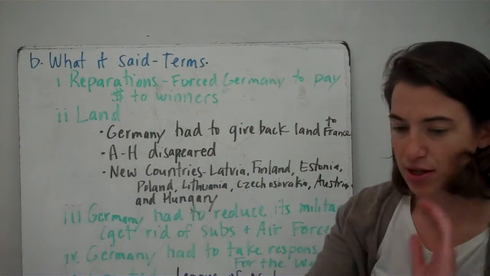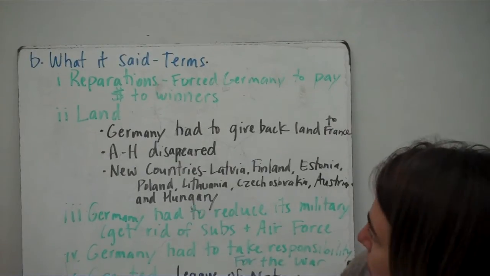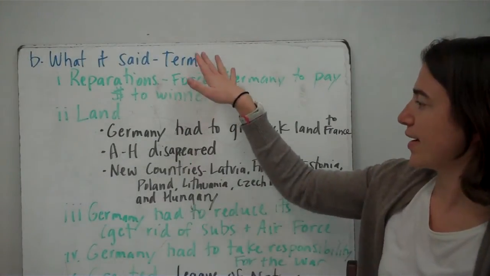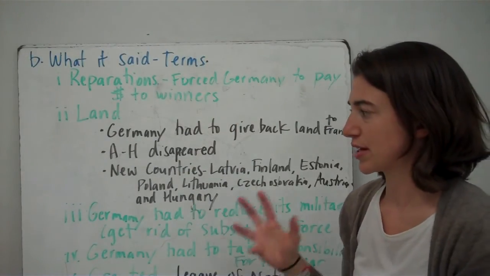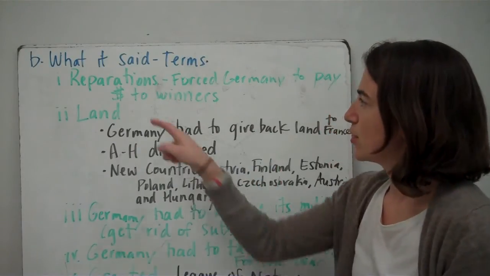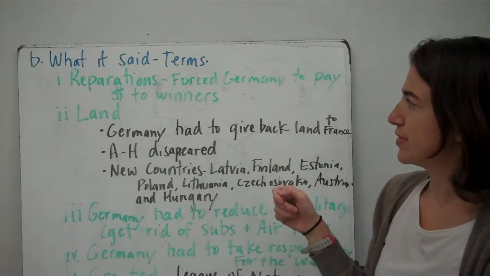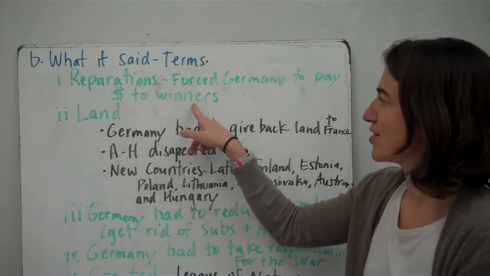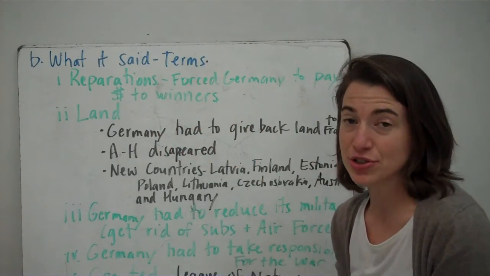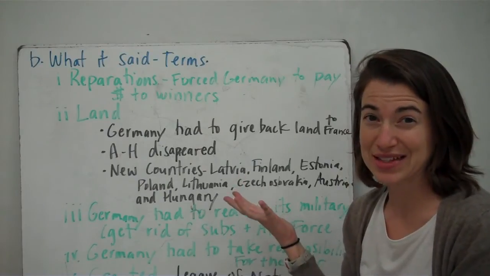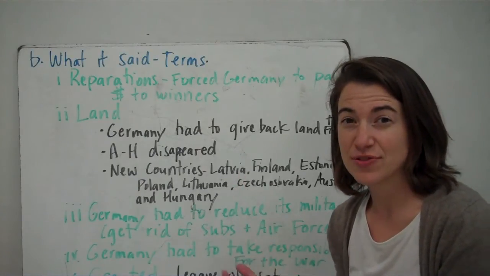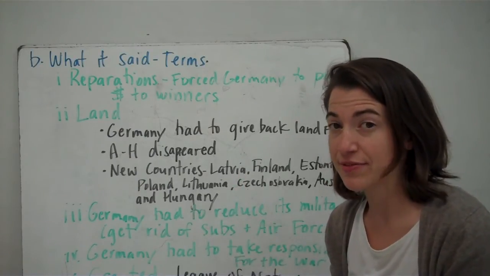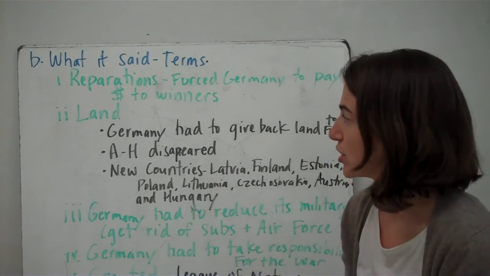So we know who's there, let's look at what it said. So in there, it had a variety of terms. I'm going to shorten it into kind of 5 different categories. We had reparations, and these reparations are a payment. So it forced Germany to pay money to the winners. And just a few years ago, so the war, this is in 1919, just a few years ago, Germany finished paying off those reparations, so they were quite large.